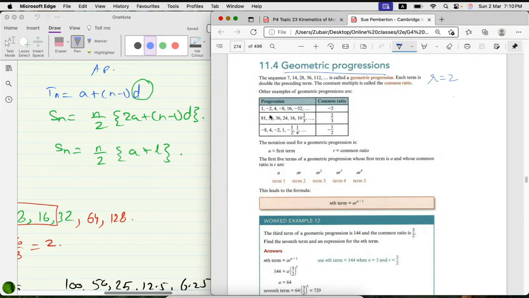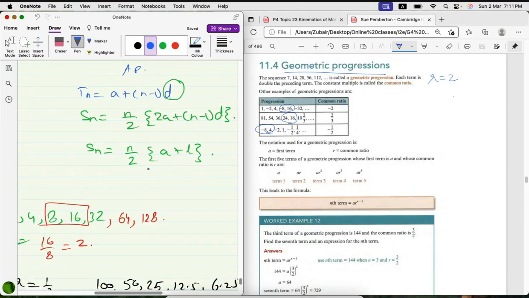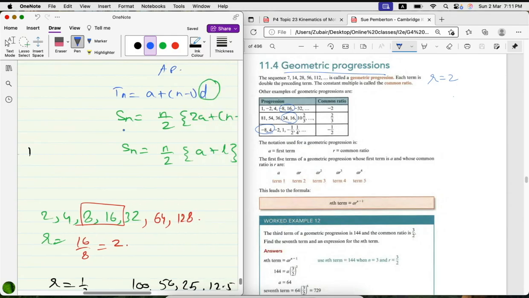So all the progressions, select any two progressions. 16 by minus 8 is minus 2. Select any two. 16 by 24 is 2 by 3. Select any two. 4 by minus 8 is minus 1 by 2. And other than that, the symbols are same. Meaning of A is same, N is same, only R and D is different.